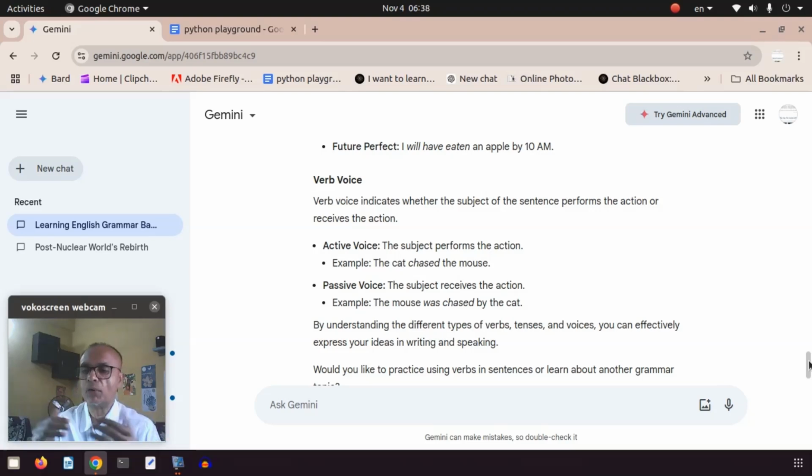And finally, the verb voice. Verb voice indicates whether the subject of the sentence performs the action or receives the action. That means active voice or passive voice. The cat chased the mouse. Here the cat is directly involved in the action. But in the mouse was chased by the cat, the mouse is the subject and it was chased by whom? The cat. So hopefully you can understand that the action is revolving around the mouse, because the mouse is trying to run away from the cat. So there are different types of verbs, tenses, voices, and we will cover voice fully in another video, so don't worry about it.